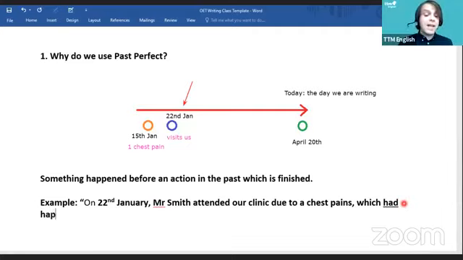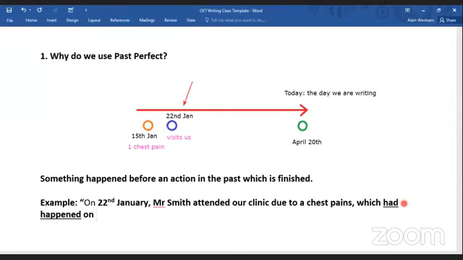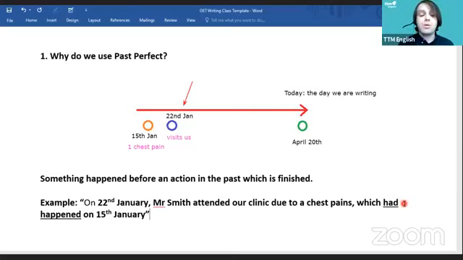Or we could just say had happened. Okay, we'll just keep it simple. So, which had happened. When? On the 15th of January. Can you say one week prior to this? Well, we're going to get into all of this. Could you say one week prior, which had happened one week prior?